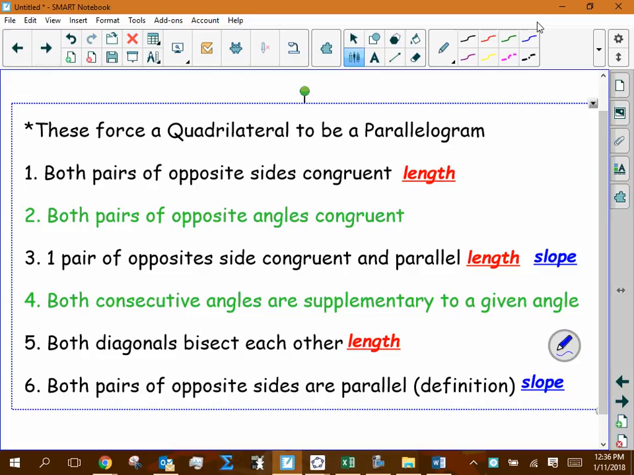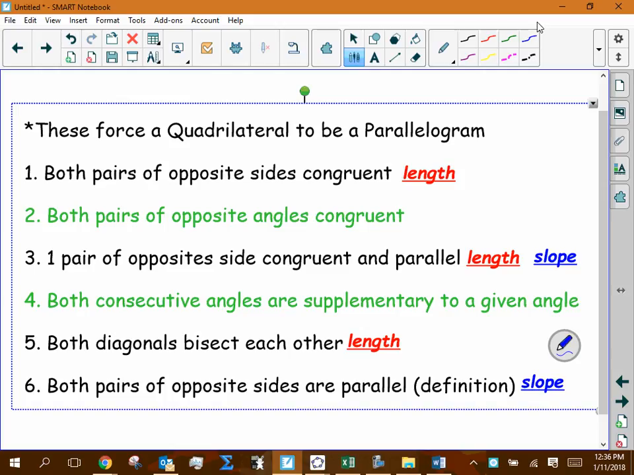Okay, so these are 6 statements that we need to make sure we understand in the event that we are tasked with showing that a quadrilateral is a parallelogram. Okay? And they're in no particular order in regards to which ones are easy or difficult. They're just the 6 that we talked about yesterday.